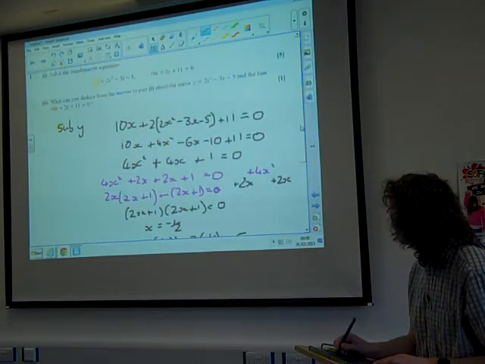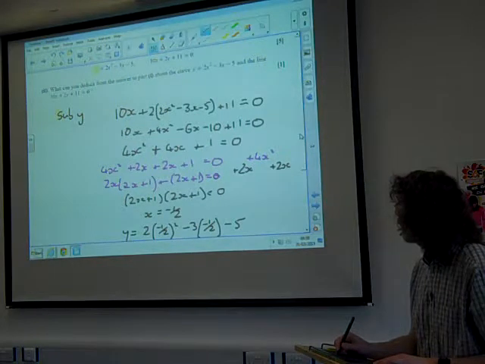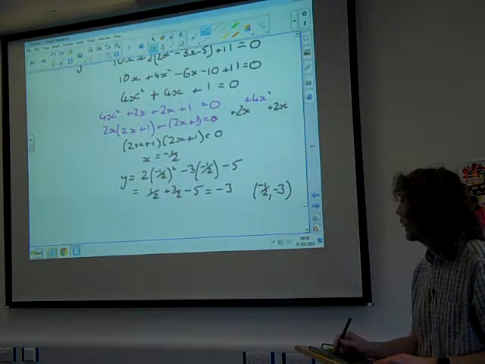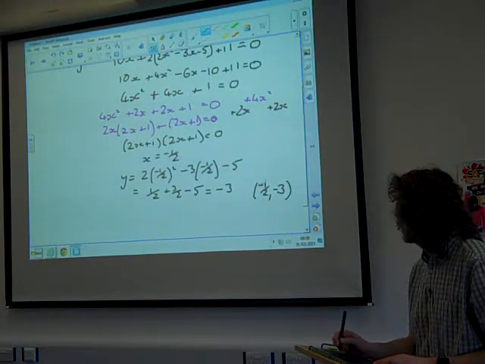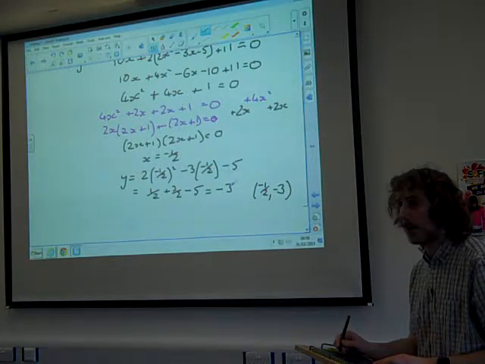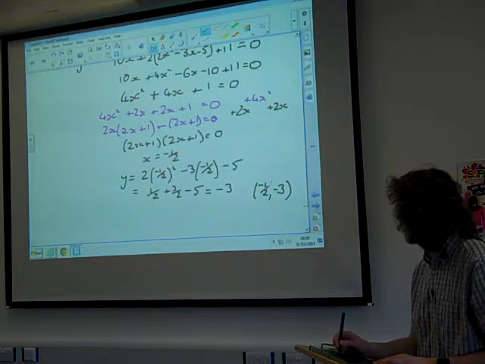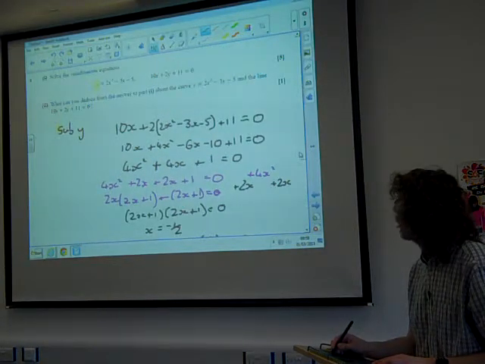As the solution, it might be worth doing a little check. Did that fit the other equation? 10x plus 2y plus 11. So 10x, that's minus 5. Plus 2 times minus 3. So minus 5 take away 6, minus 11, plus the 11 is 0. So we have got the right answer.